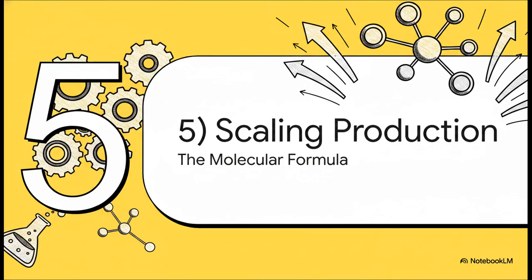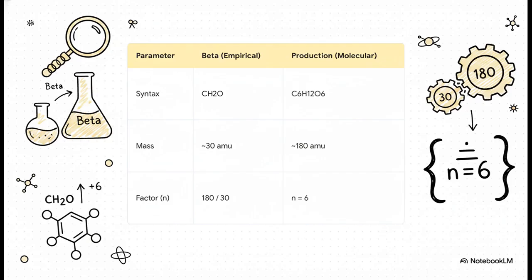All right, Section 5, scaling to production builds, the molecular formula. So, with a validated, error-free empirical formula securely in hand, we shift our focus to scaling our beta version up to the full source code, the molecular formula. To scale up, we have to find our exact integer scaling factor, which we refer to as the multiplier n. To do this, compare the compiled mass of the empirical formula against the actual experimental mass of the production version. Divide the true molecular mass by the empirical mass to find your multiplier n, and then multiply your subscripts accordingly.